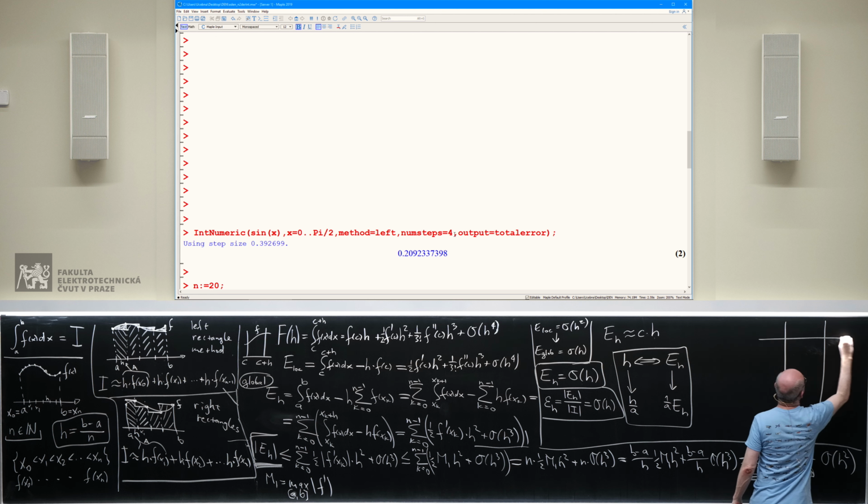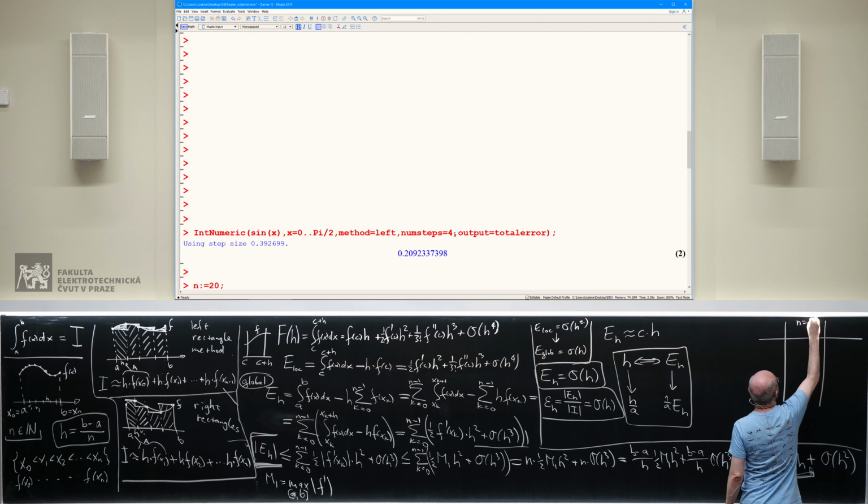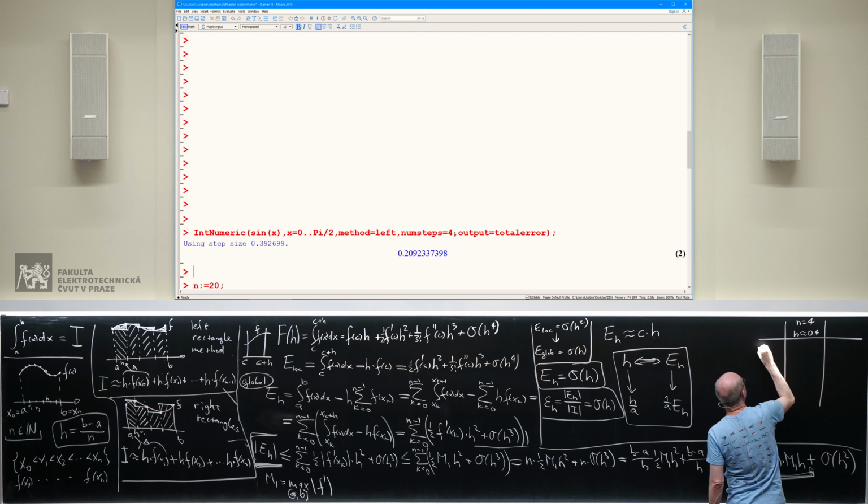Like that. So when the partition size n is 4 and h is approximately 0.4, for the method of left rectangles, the error is approximately 0.21.